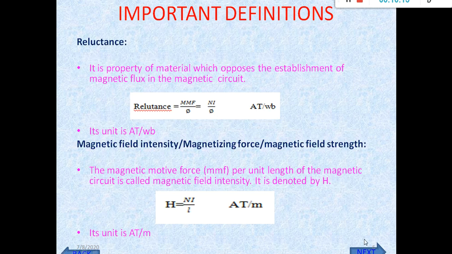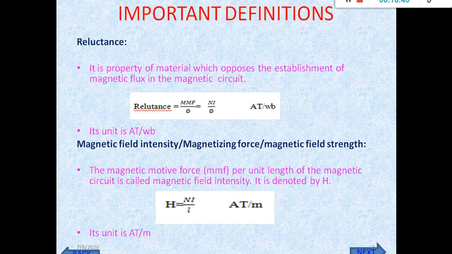Okay. Next one, reluctance. The property of the material which opposes the establishment of magnetic flux in the magnetic circuit is called reluctance. And it is calculated by using the formula mmf by phi, that is equal to Ni by phi, and its unit is ampere turns divided by Weber.